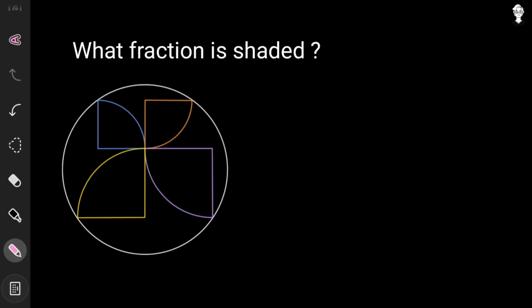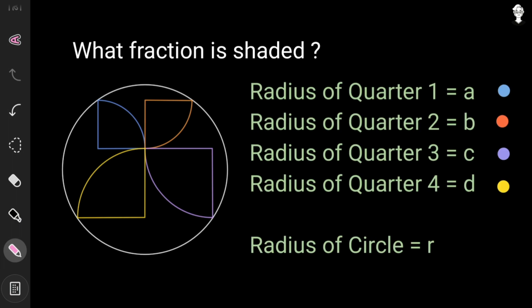So first of all, we will start the solution by marking the radius of these quarter circles and the radius of this circle. Okay, so we have taken the first quarter circle as the blue one having radius A, the second one is the orange one having radius B, the third one is the purple one having the radius C, and the fourth one is the yellow one having the radius D, and the radius of this complete circle we have taken as R.